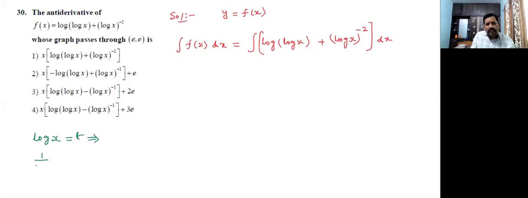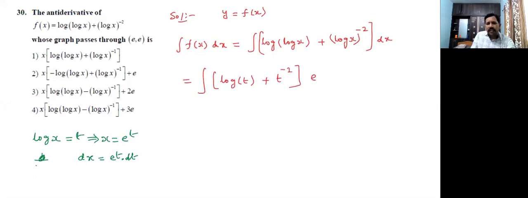Now what is the x value? Tell me. x is equal to e power t. Now do the differentiation. dx is equal to e power t into dt. Now substitute those values in the question. Integration, log x becomes t, so here we get log of t plus t power minus 2 into dx. dx means e power t dt. I think this type of problem we have already done.